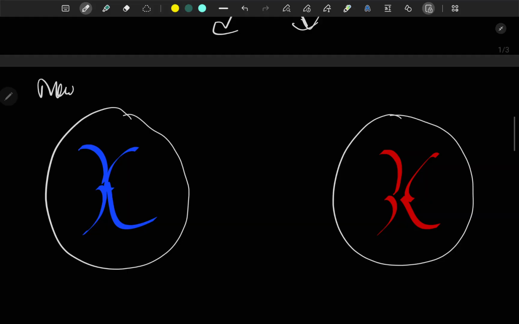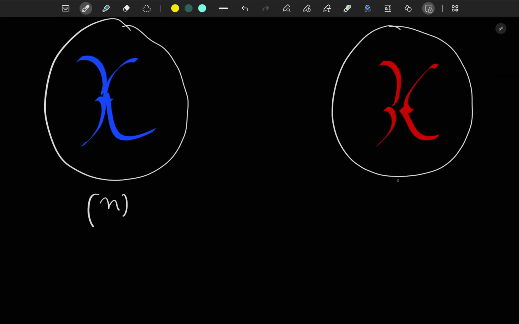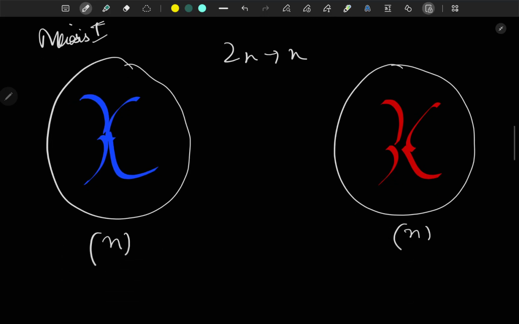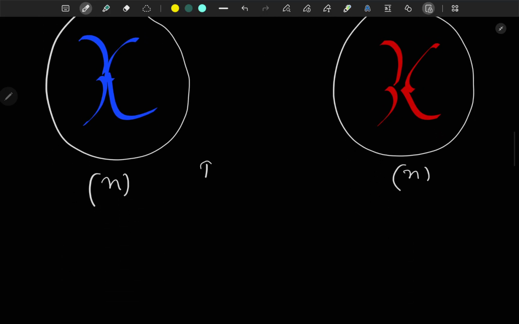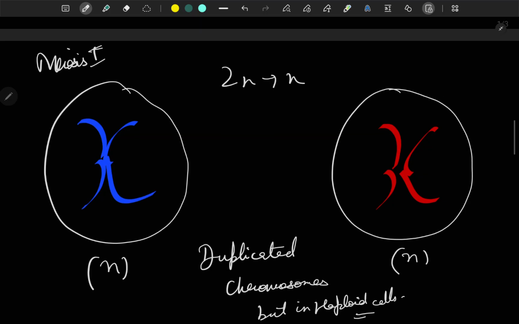This phase we can term as meiosis I. Why? Because when the parent cell divides, diploid becomes haploid, 2n to n. Still we have the duplicated chromosomes, but in haploid cells. The main event was that homologous chromosomes, I'll just write it as HC, get separated into two different cells.